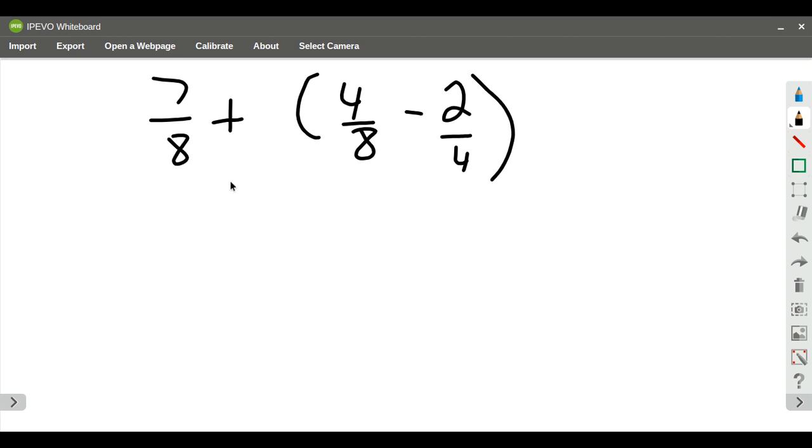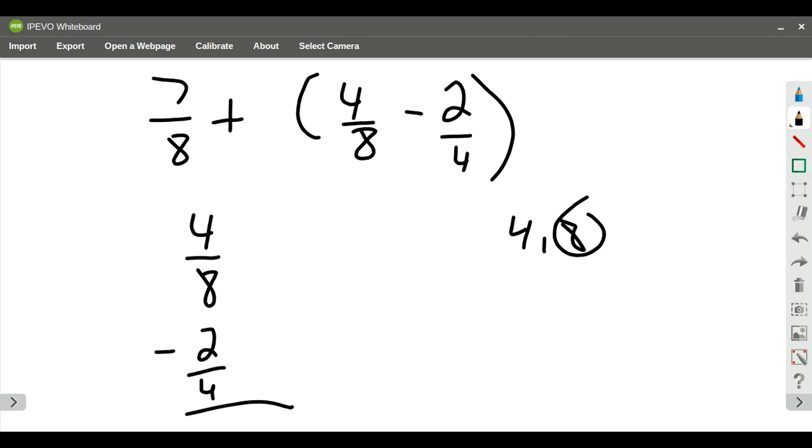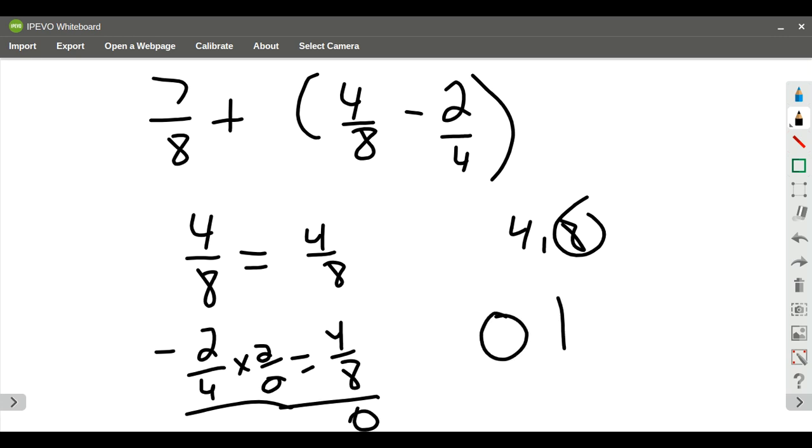So when I set this up, I'm going to go ahead and set it up vertically. So I have 4/8, subtract 2/4. And what I look for is I look to see what they have in common. So I list out their multiples. So 4, 8, that right there. So 4/8 is going to stay the same. And then 2/4, I'm going to multiply that by 2. And when I multiply that by 2, I get 4/8. 4/8 subtract 4/8 is 0. And then I add 0 to 7/8. And when I add 0 to 7/8, I get 7/8. So my answer here is going to be 7/8. So again, when I have problems that have parentheses, I do the operations inside the parentheses first, and then I do the operation outside of the parentheses.